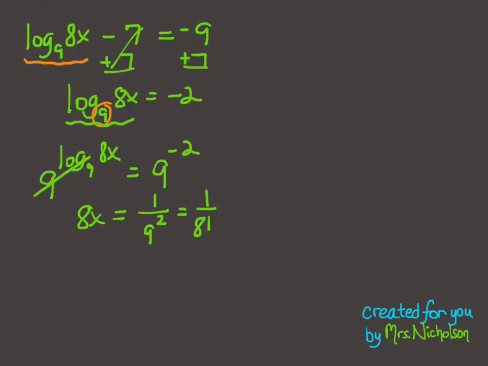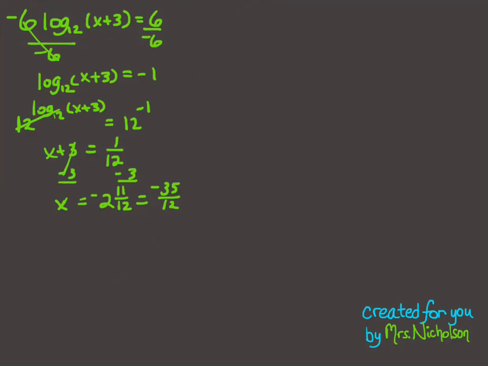Last step, we just need to divide by 8 to get the x by itself. And x is equal to 1 over 648, which is approximately equal to 0.0015. Pause the video, try the next one on your own. If you were successful on this one, you should have ended up with negative 35 over 12, or maybe you have your answer written as negative 2 and 11/12. Either one of those answers is okay.